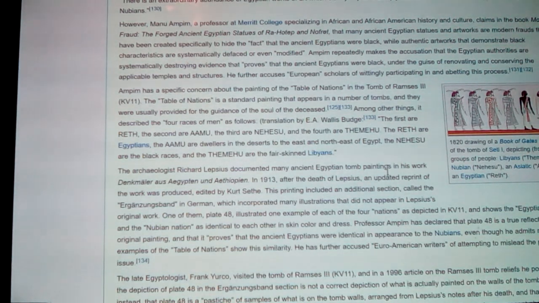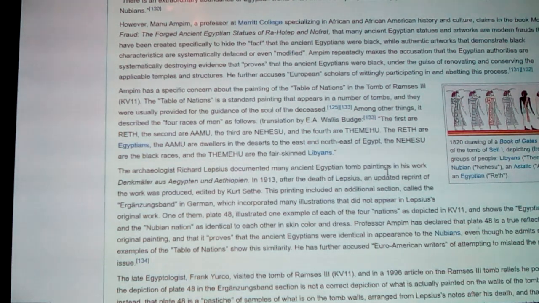The Table of Nations is a standard painting that appears in a number of tombs, and they were usually provided for the guidance of the soul of the deceased. Among other things, it's described as the 4 races of men, which is incredibly weird because it leaves out any Amerindian contact people or any of the others that I just spoke of. It just kind of leaves it alone, but people want to say this is something like the Bible and everybody came out of that boat, so where's the Negro? And it doesn't work that way at all.